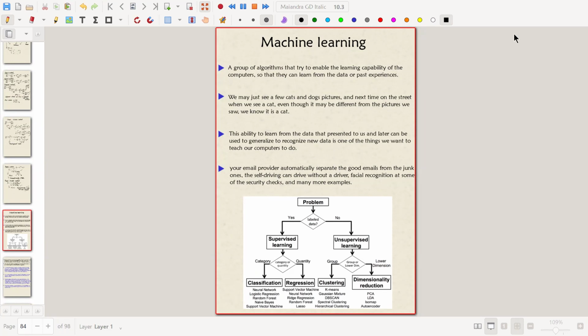So supervised learning comes in if it is categorical data, usually a category, like differentiating apples and oranges, which is a categorical problem, right? So it comes under this category: category or quantity. If it is categorical data, you are going to classification, like whether it is an apple or an orange. If it is quantitative data, then you are going towards regression.